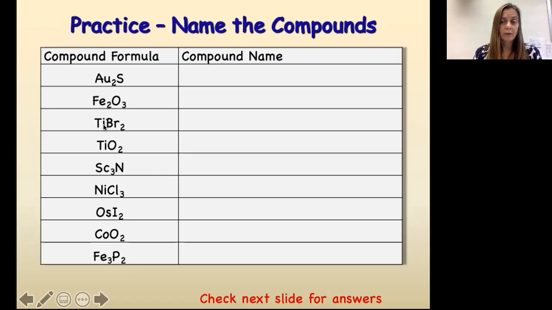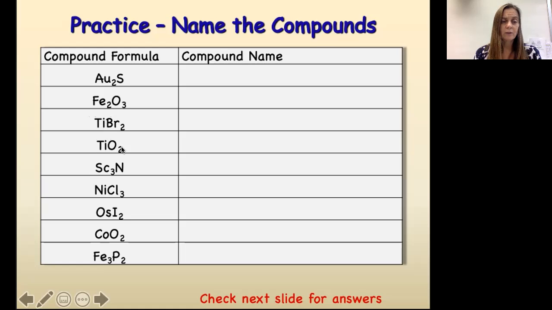We're going to move on and do a couple more examples. So here we have titanium and bromine. You see that we have 2 bromides. We know that each bromide ion has a -1 charge, and there are 2. So that's a total of -2, which means that titanium must be +2. And so we would name this titanium 2 bromide.